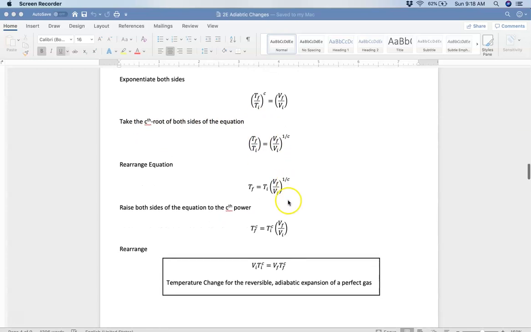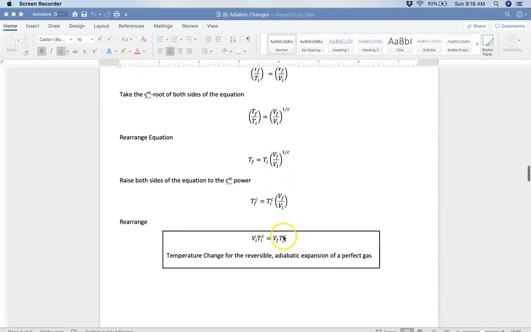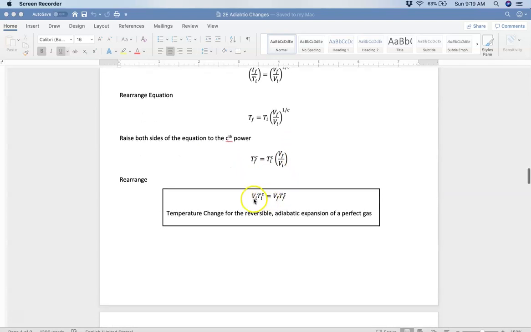Right, we can rearrange this equation, so we're solving for TF. And then if we raise both sides to the cth power to undo this cth root here, we'll end up with this equation here. And one last rearrangement, we can come up with this equation here, where the temperature change for a reversible adiabatic expansion of a perfect gas.